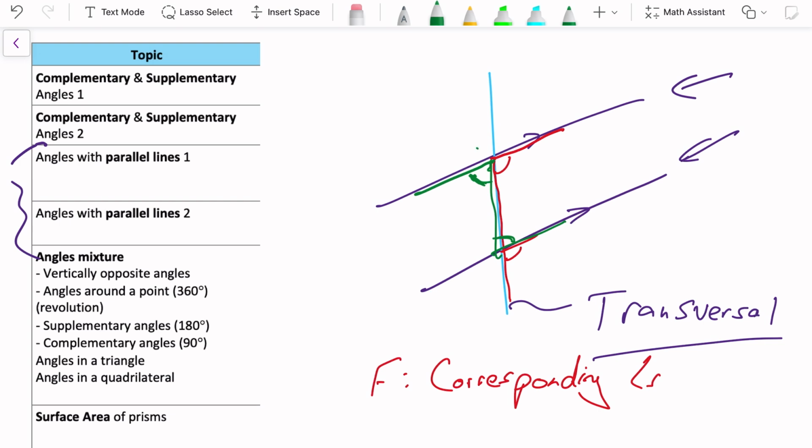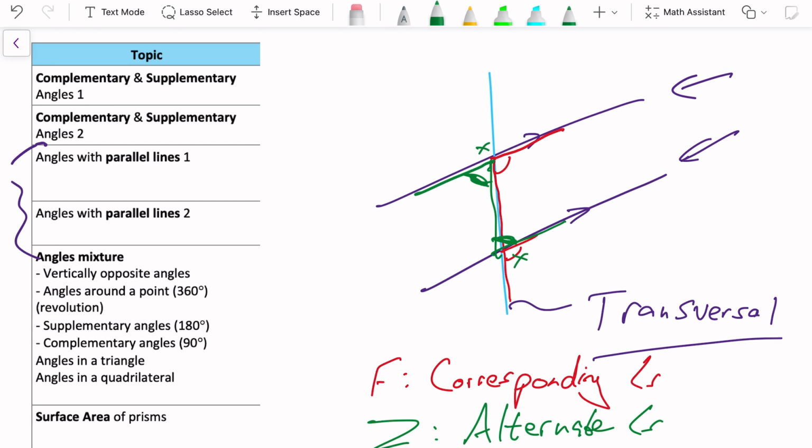However, we also get the exterior. So the x's are equal and these two are equal. So we call them, I'll just do the general term, which is alternate angles, the interior and the exterior.